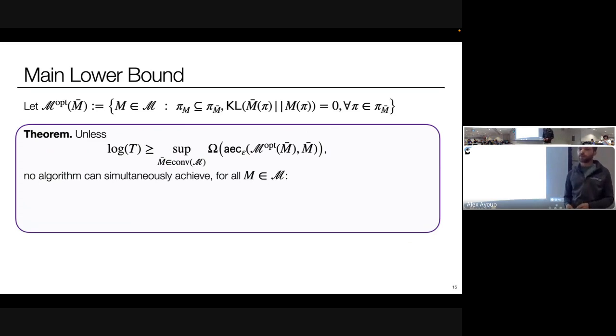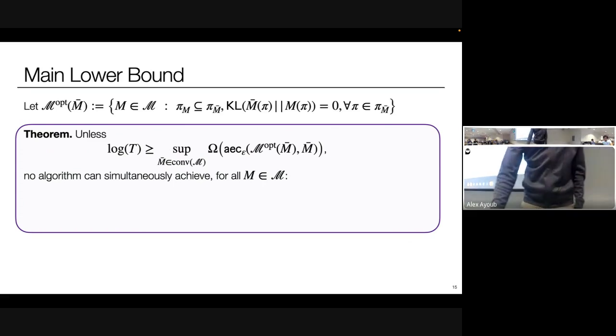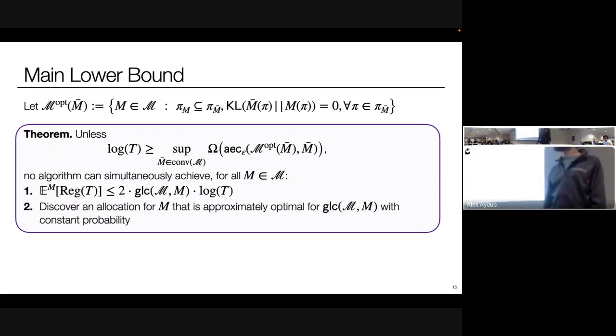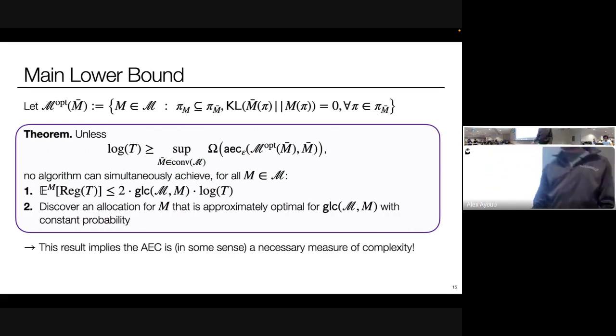So we can show that unless log T is greater than the AEC for this M opt of M bar, where we're taking the supremum over M bar, no algorithm can simultaneously achieve regret bounded by twice the Graves and Lai constant, and with constant probability learn an approximately optimal allocation for the Graves and Lai problem. What this really says is that, at least in some sense, the AEC is a necessary measure of complexity. In order to have an algorithm that is Graves and Lai optimal, and that plays or learns an optimal allocation, you have to pay the AEC. You have this burden that scales with the AEC.